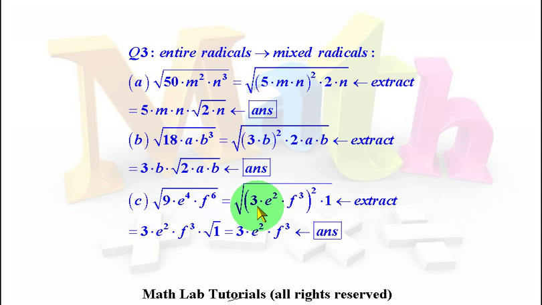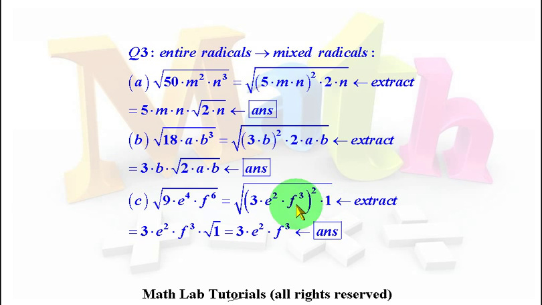Let's check it out. 3 to the power 2 is 9. There it is. E squared to the power 2 is e to the power 4. There it is. F cubed to the power 2 is f to the power 6. There it is. And it turns out that the inside over here was indeed a perfect square. So we're just left with essentially a 1 out here.